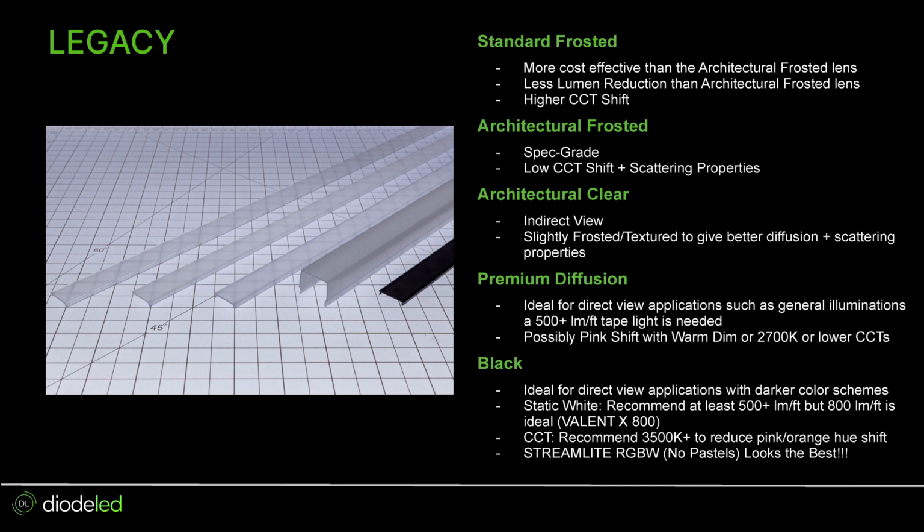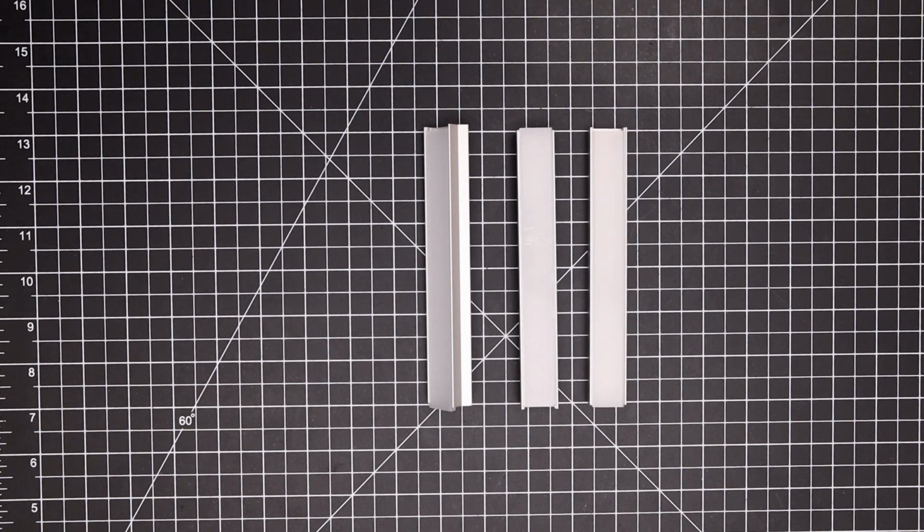And then we have the black lens. The black lens does, though, decrease the light by 90% and has a pretty large CCT shift. If you're going to use static white tape light in there, I strongly suggest using 3500 Kelvin or above. It looks much better. But I do want to show you here in a second how great color changing looks in the black lens. So these are our legacy channel profiles.